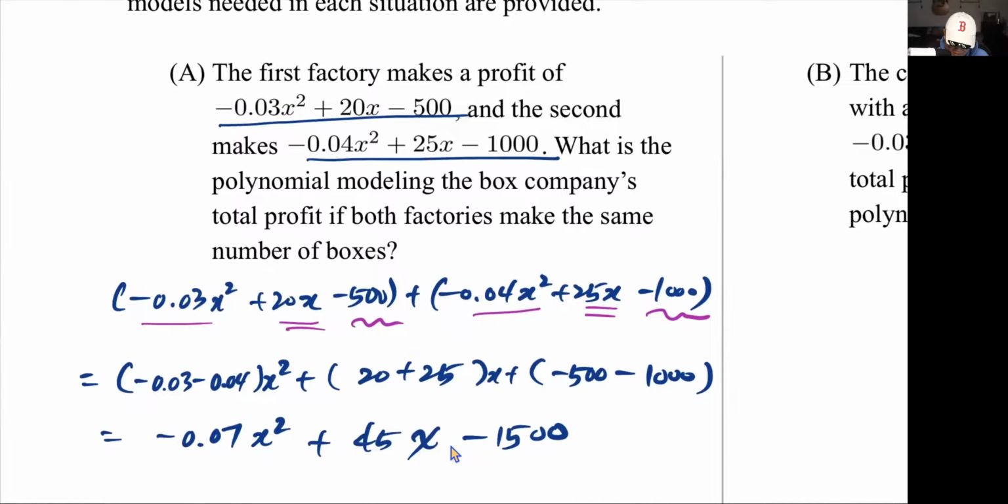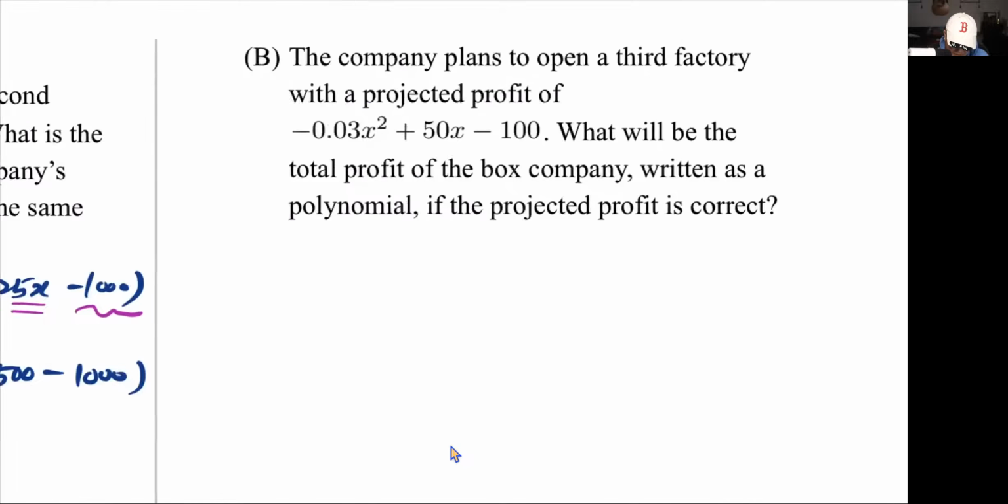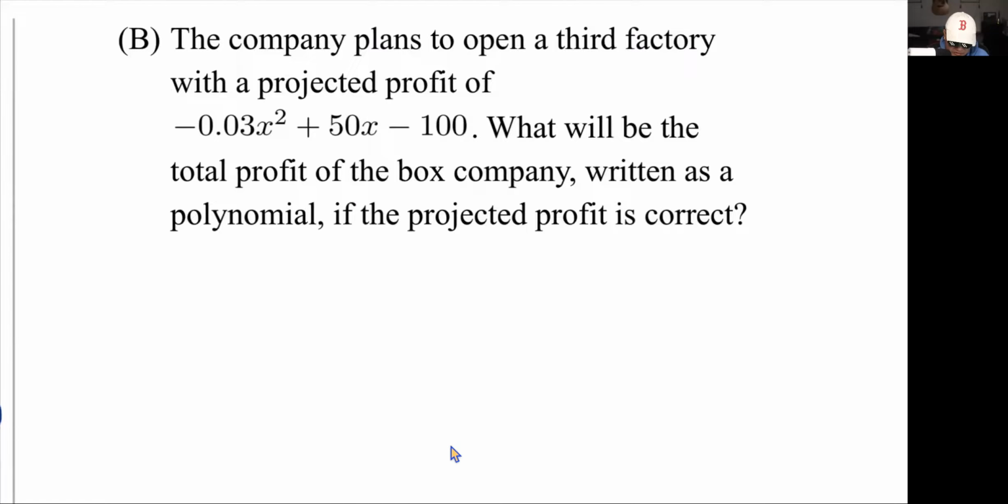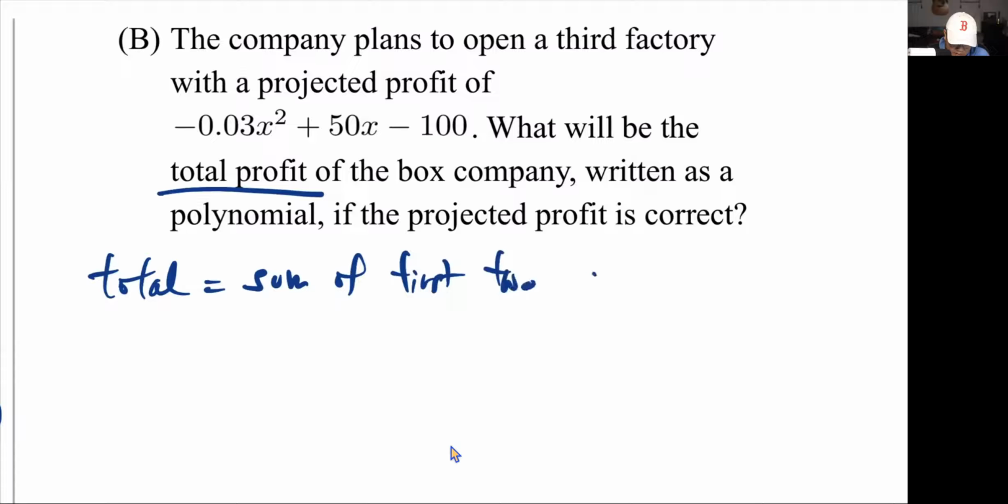All right. B. Company plans to open a third factory with that. What would be the projected profit? Well, if you think about this, what will be the total? The total is going to be the sum of the first two plus the third that we're given, right?